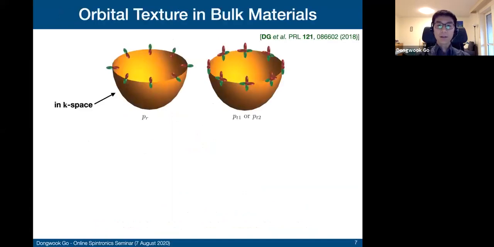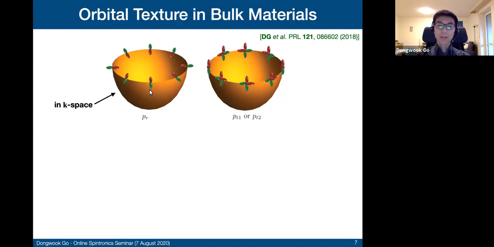So to understand how the orbital plays a role, let's introduce a concept of orbital texture, which basically describes the coupling between orbital wave function and the lattice. Orbital texture is not something totally new. I just name it as orbital texture, but it's essentially the change of the orbital character as a function of k. So this is quite routinely calculated by many people, especially from the electronic structure community.